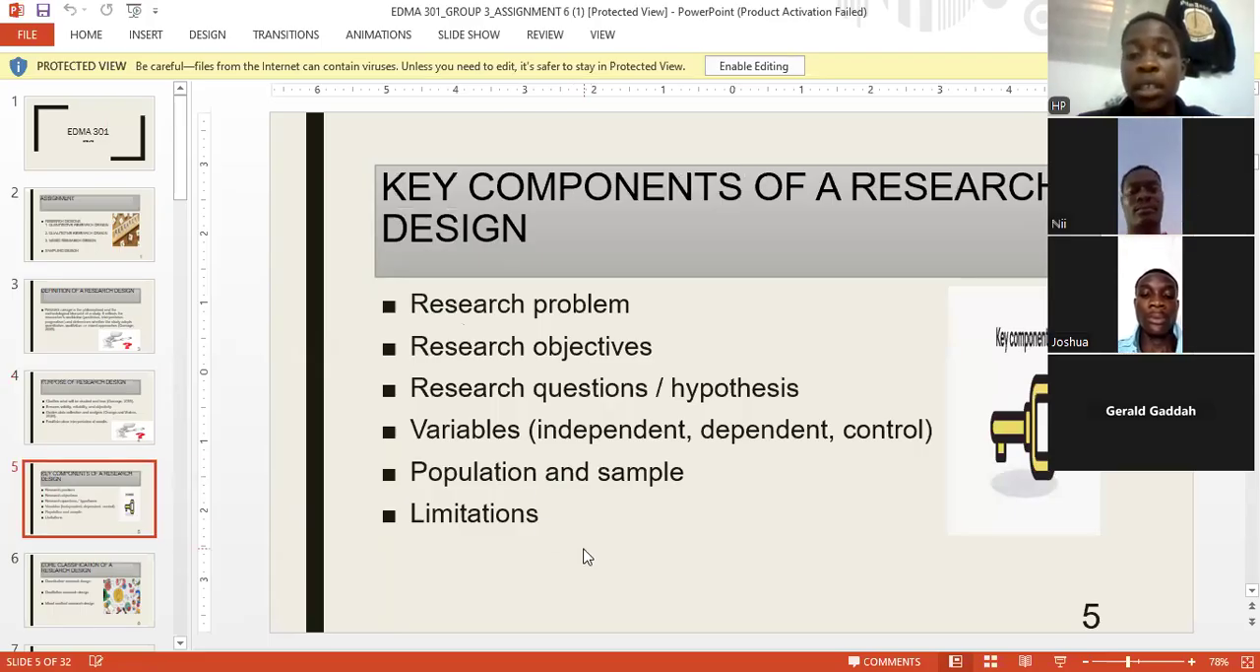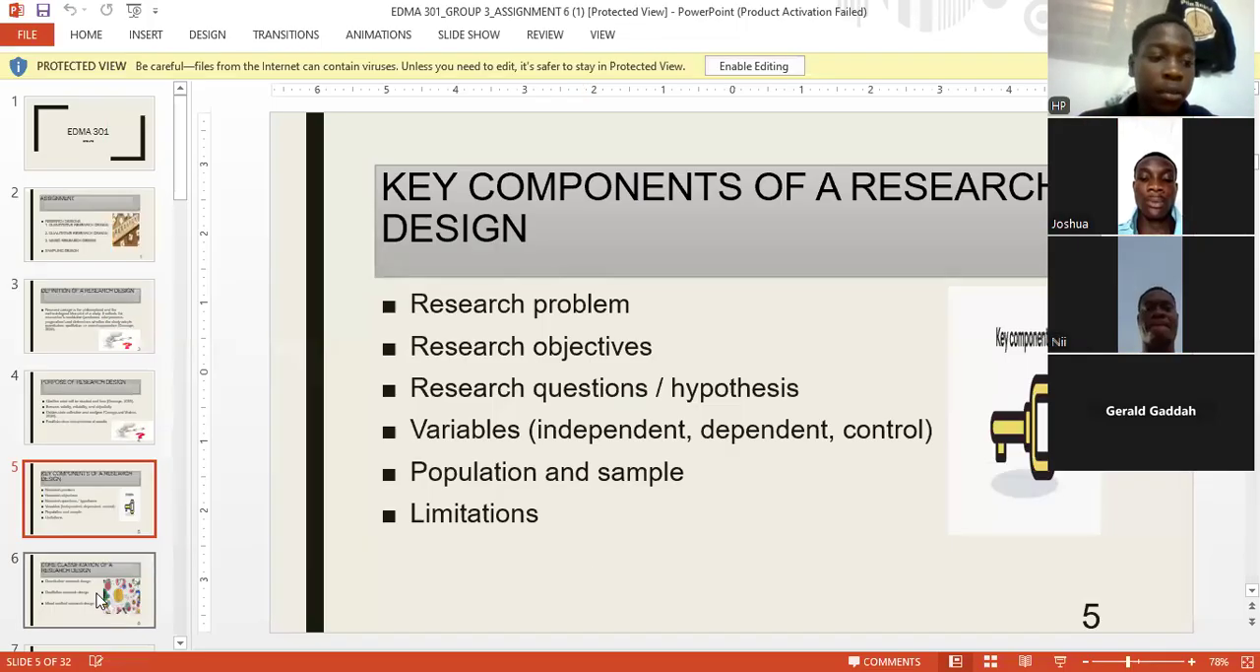Now, there are some very important components of a research design. So one is the research problem. The research problem is a statement that talks about what is to be studied. The research objectives is what the study seeks to achieve. The research questions are the questions the study looks forward to answer. The variables, independent and dependent, are like the samples and the situations, the events to consider. The population and sample are what we will require to collect our data, and the limitations is what will restrict us from getting certain data in the research.